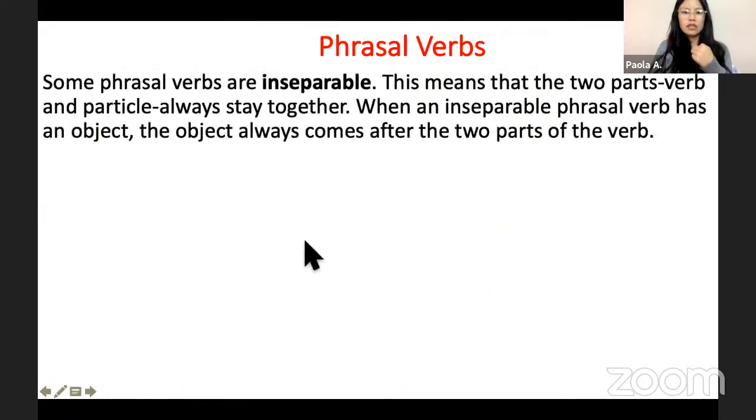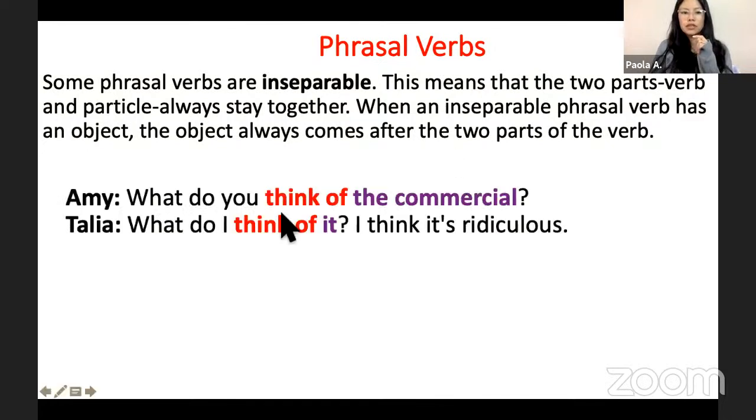So let's see another example. Some phrasal verbs are inseparable, no? It means that you always have to put them together. In this example, think of cannot be changed. Think of always goes together. I'll be Amy and you will be Talia. Okay? So what do you think of the commercial?